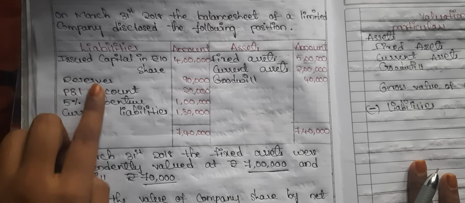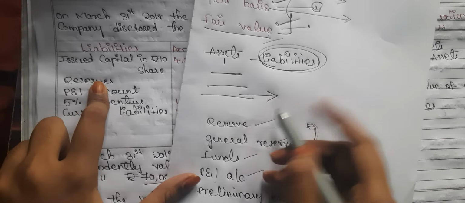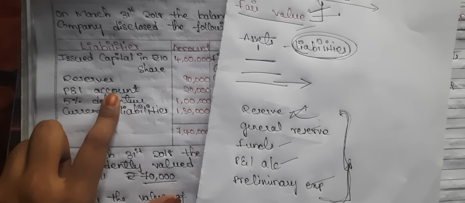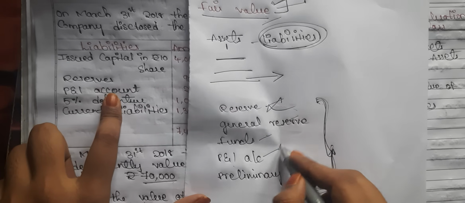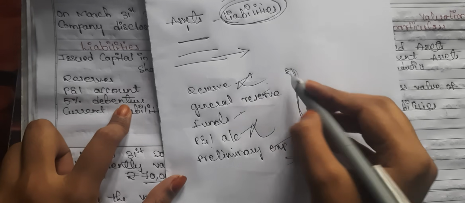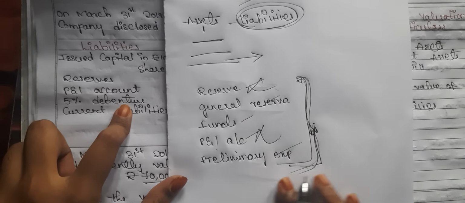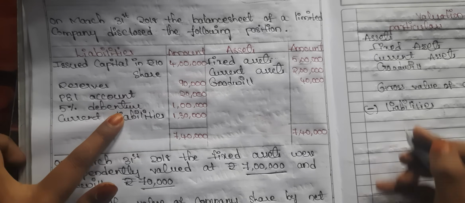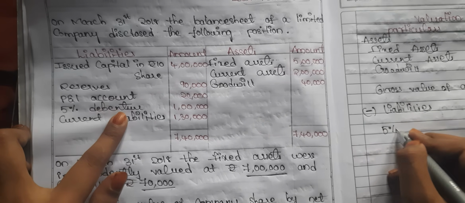What is there, ma? Reserves, as I said, you should not take. Reserve, you should not take. P&L account, should you take P&L account, ma? No, you should not take P&L account also. 5% on debentures. Do we take 5% on debentures? Yes, because I didn't say that you should not take debentures, right? So you will be taking debentures. 5% debentures.